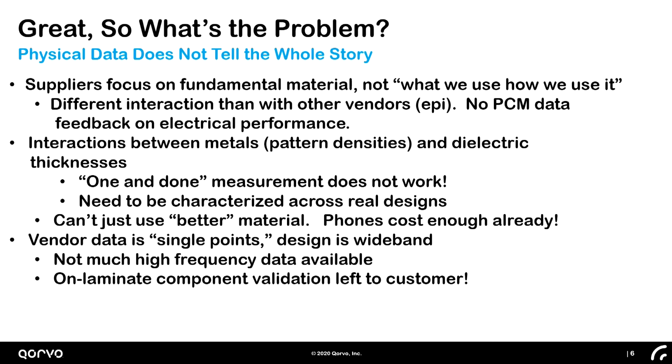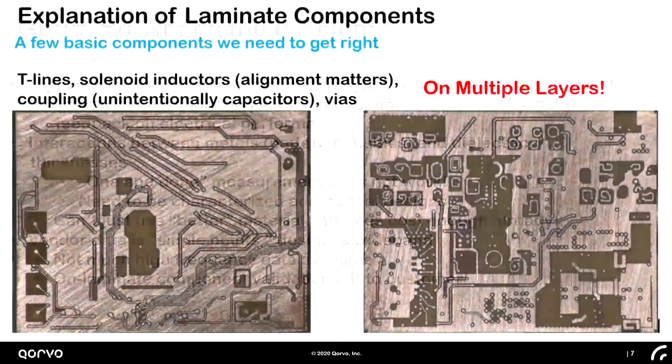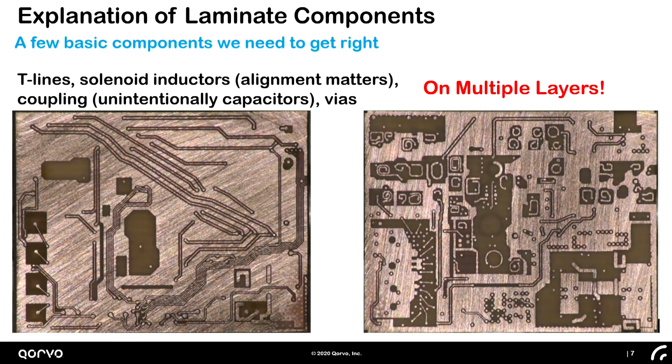And so the on-laminate component validation is left to the customer, which is whoever happens to be buying the stuff, which is kind of why I'm here talking about this. Some of the things that go into laminates: there's transmission lines, solenoid inductors, so inductors where, in this case, you can see these guys where they're wrapped around and they go down multiple layers. Those things, they matter a lot.